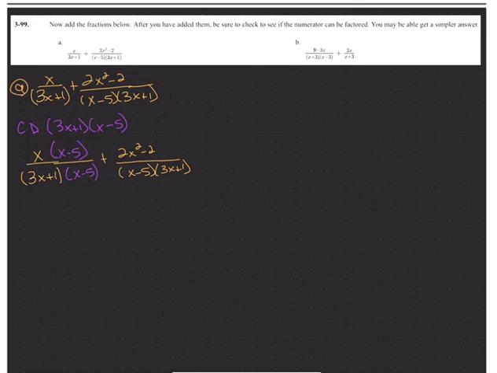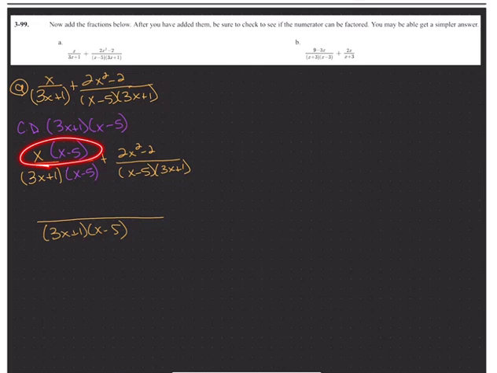Now I'm going to look at my second fraction, and I'm going to compare that to that common denominator. Anything missing? Nope, there's nothing missing. So I already have a common denominator on that one. So I don't have to do anything with that one. Cha-ching, right? So now I'm going to write these as one fraction, all under that same common denominator of 3x plus 1, x minus 5. Right?